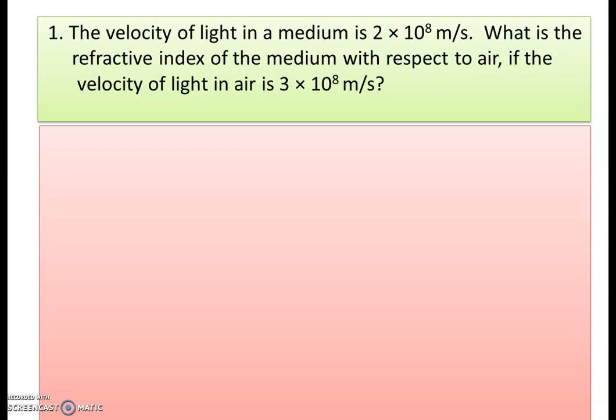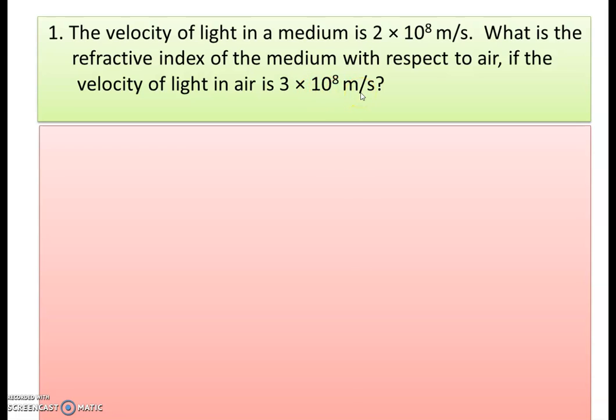In this section, we are going to deal with the problems based on the refractive index. So the first problem is, the velocity of light in a medium is 2 into 10 raised to the power 8 meter per second. What is the refractive index of the medium with respect to air if the velocity of light in air is 3 into 10 raised to the power 8 meter per second?